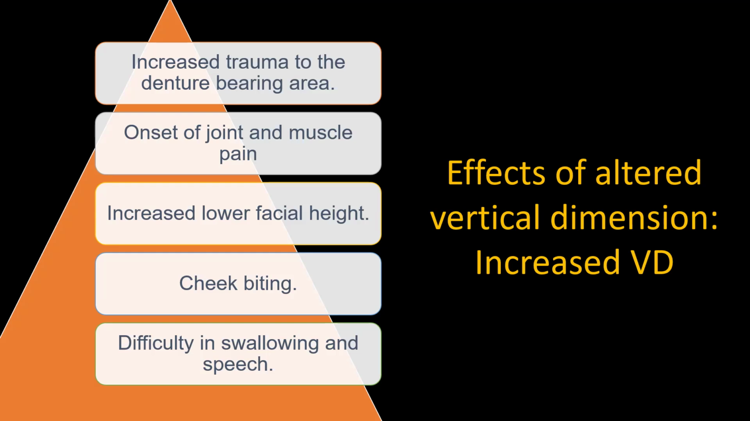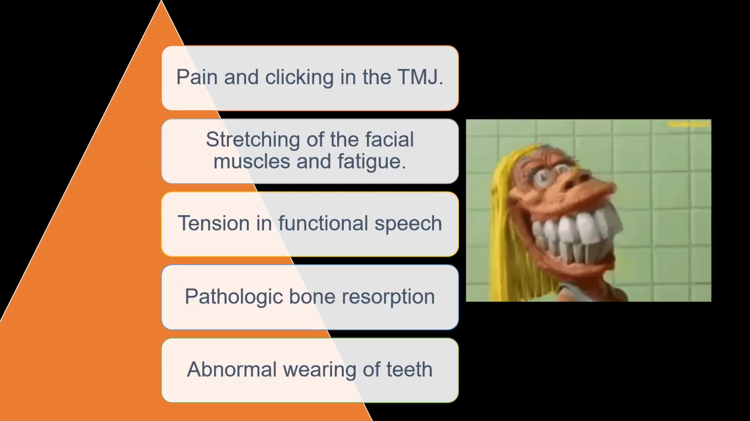As the vertical dimension is increased, the lower facial height would appear to be larger, somewhat looking like the most famous character Frankenstein. That will also lead to cheek biting and something that is going to be really bothering the patient as it is going to compromise the function of the patient, which is difficulty in swallowing and speech. This is also going to lead to pain and clicking in the temporomandibular joint, stretching of the facial muscles and fatigue, tension in functional speech, pathological bone resorption, and abnormal wearing of the teeth.